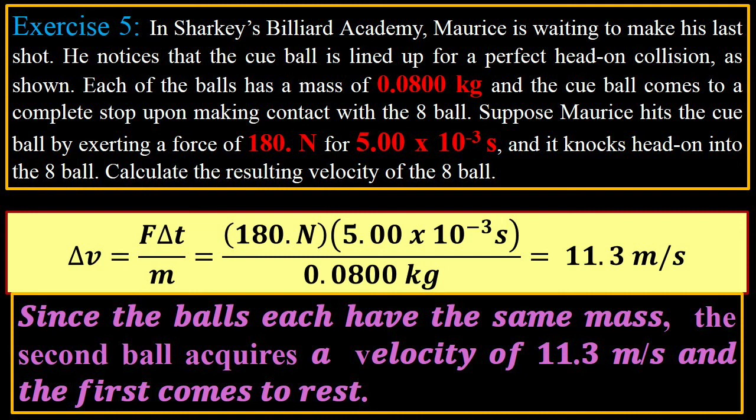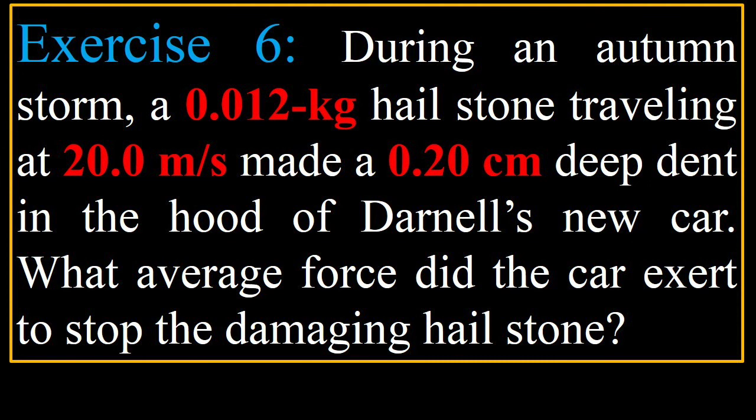And since the balls each have the same mass, the second ball acquires a velocity of 11.3 meters per second, and the first comes to a rest. But just remember, the change in momentum equals the impulse. So this problem is predicated upon that idea.